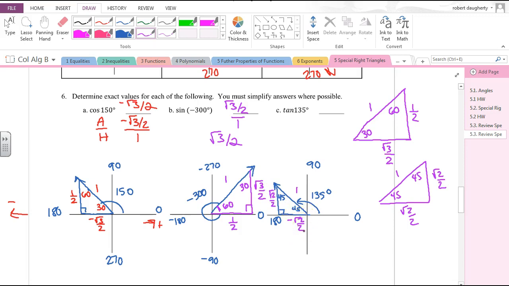Okay? So to find the tangent, I look at this angle right here. The tangent is opposite over adjacent. So that is square root of 2 over 2 divided by negative square root of 2 over 2. That is just negative 1.